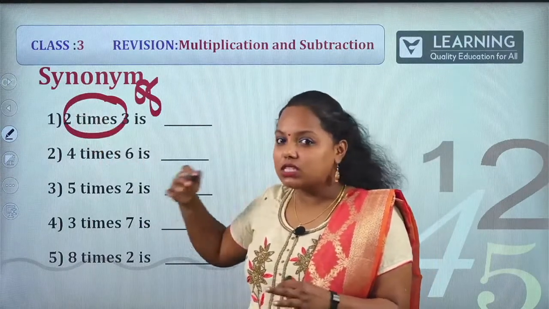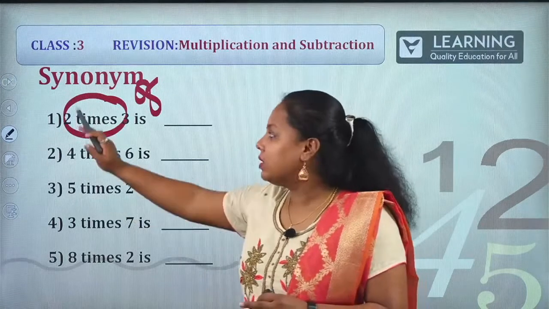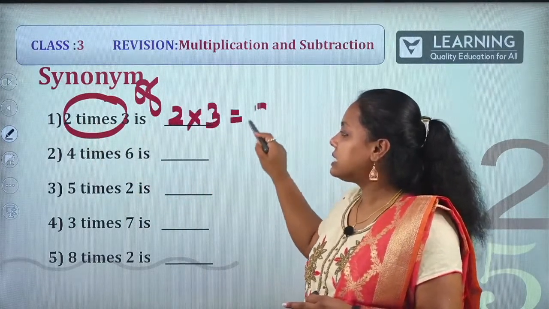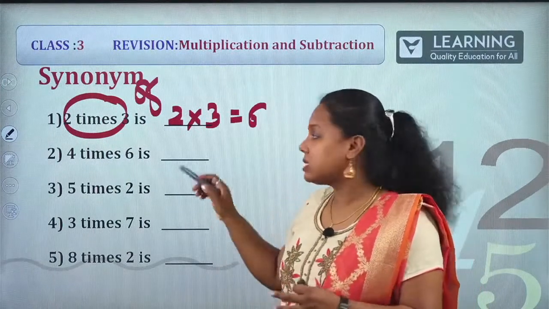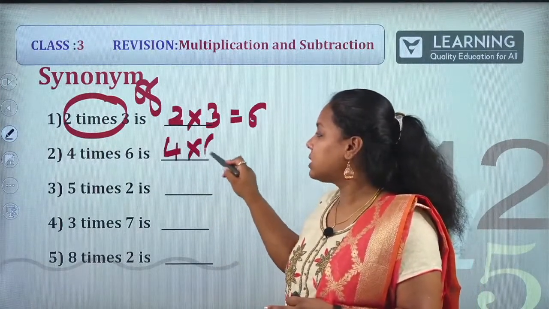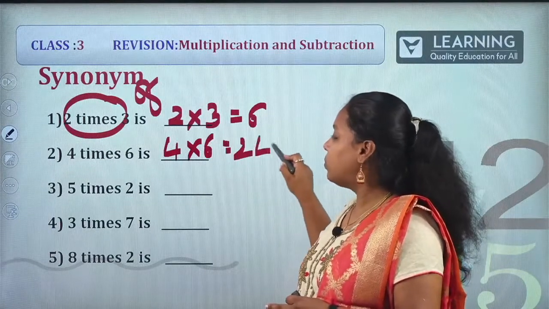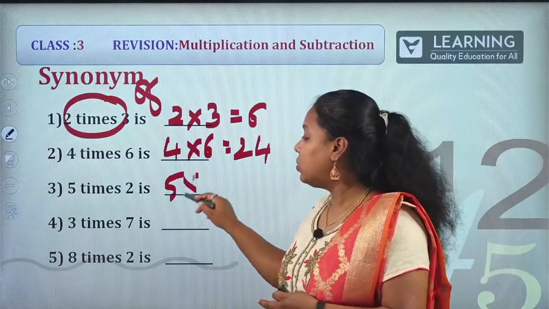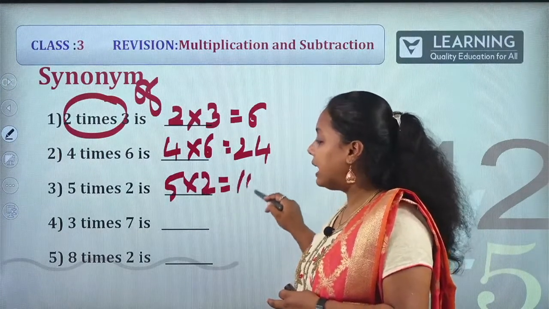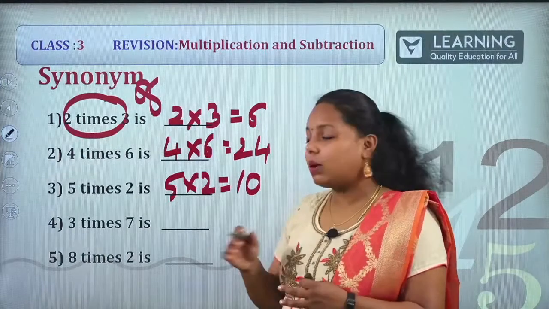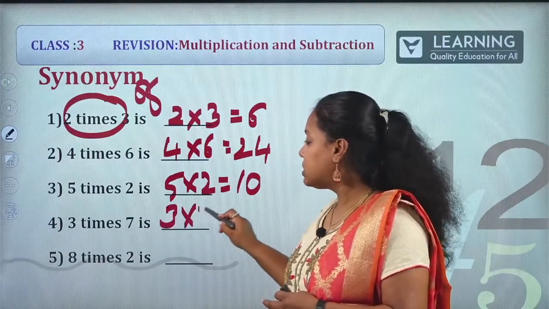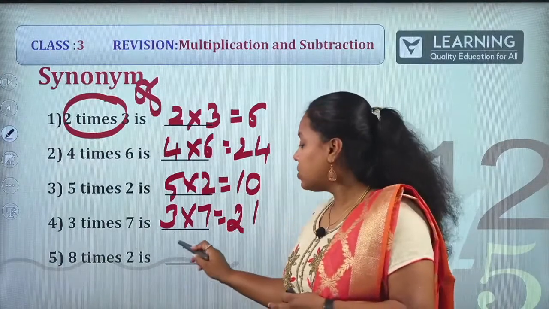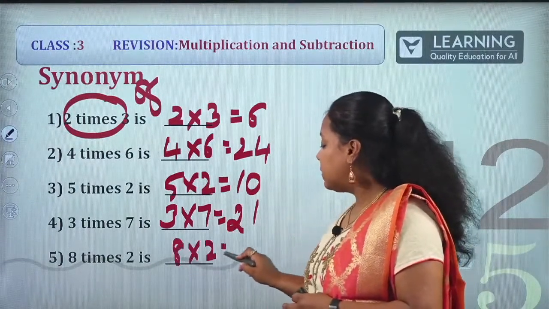So I am moving fast because this is all the recollection part. Now 2 times 3. So 2 into 3, that gives me 6. So 4 times 6. So 4 into 6, that gives me 24. Now 5 times 2. So 5 into 2, that gives me 10. So now 3 times 7. So 3 into 7, that gives me 21. 8 times 2. So 8 into 2, that gives me 16.